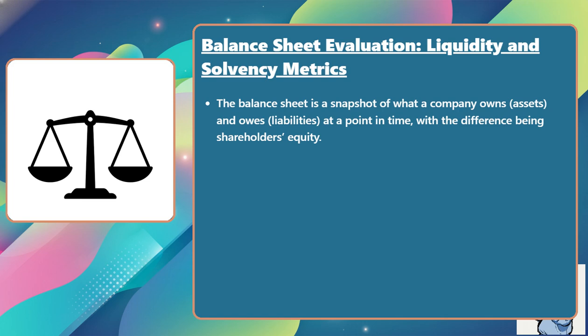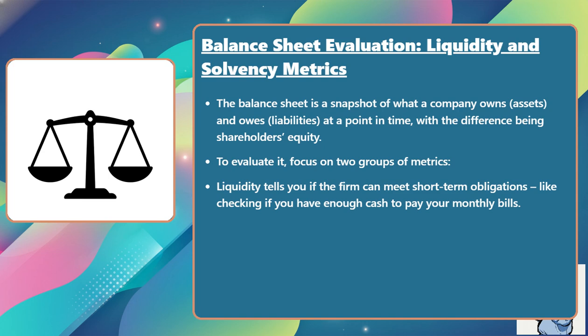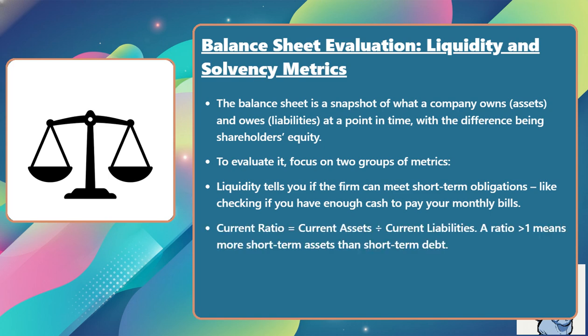The balance sheet is a snapshot of what a company owns, assets, and owes, liabilities, at a point in time, with the difference being shareholders' equity. To evaluate it, focus on two groups of metrics. Liquidity tells you if the firm can meet short-term obligations, like checking if you have enough cash to pay your monthly bills. Current ratio equals current assets divided by current liabilities. A ratio greater than 1 means more short-term assets than short-term debt.